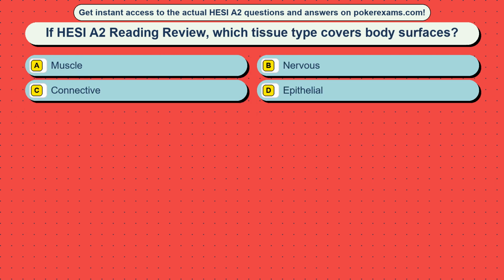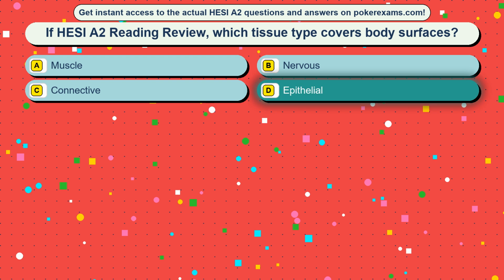Question 50. If HESI A2 reading review, which tissue type covers body surfaces? Option A, muscle. Option B, nervous. Option C, connective. Option D, epithelial. The correct answer is option D, epithelial.